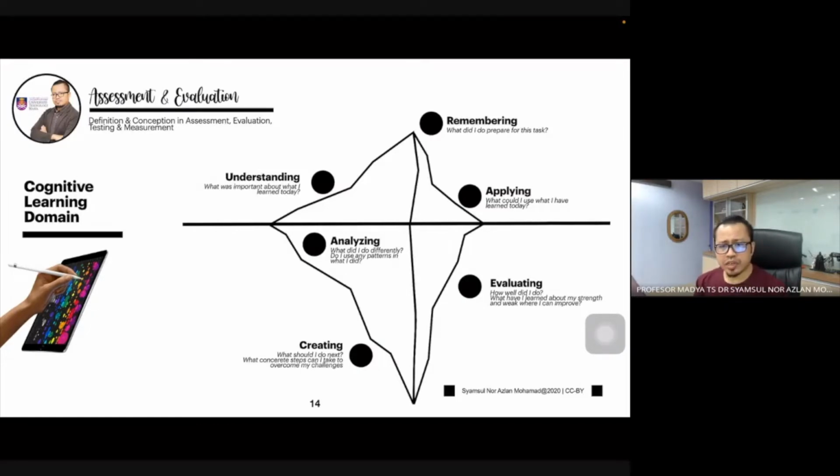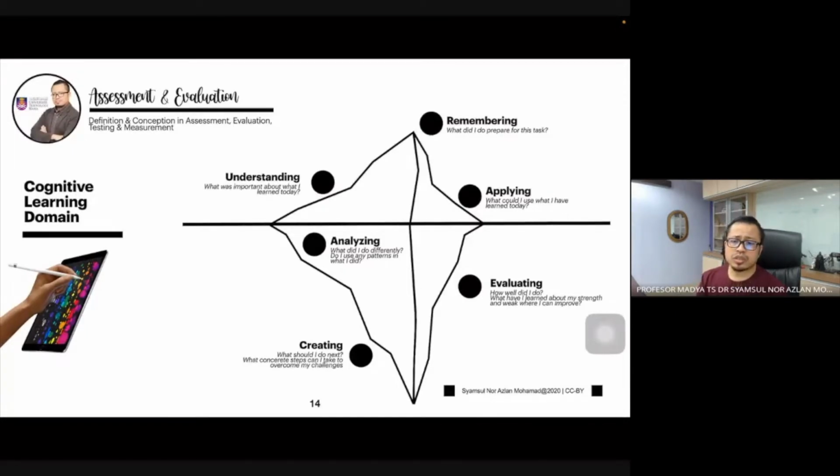The cognitive learning domain is not so unfamiliar, because we use this in our daily life, whether we notice it or not. So the cognitive learning domain actually measures how the ability of lower order thinking skills and higher order thinking skills is measured through different activities and different stages according to the levels of complexity.